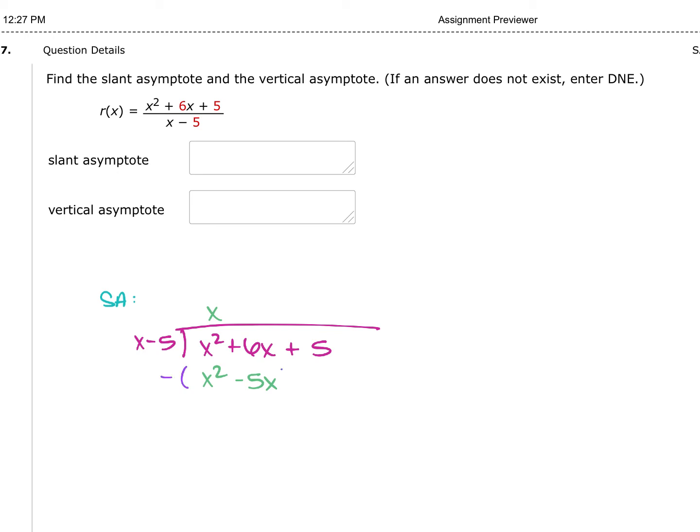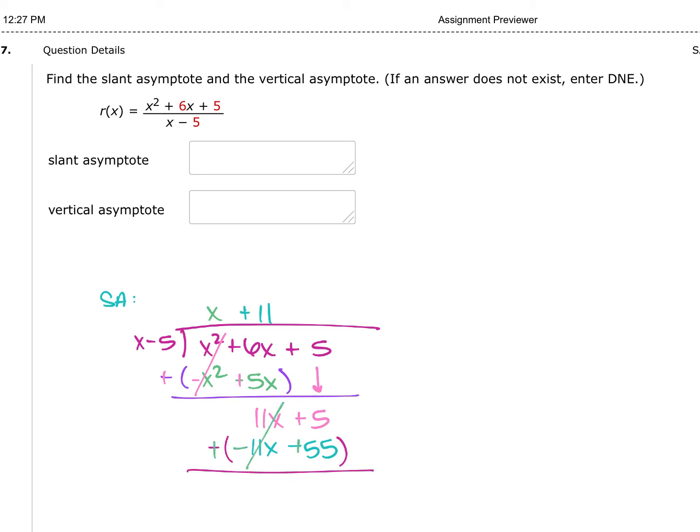We subtract or add the opposites. So those x squareds cancel. 6x plus 5x is 11x. We drop down that 5. X times what is 11x? It's 11. So 11 times x is 11x. 11 times negative 5 is negative 55. Again, subtract or add the opposites. The 11x's cancel. 5 plus 55 is 60, not 66. 60. That is your remainder, which cancels out.